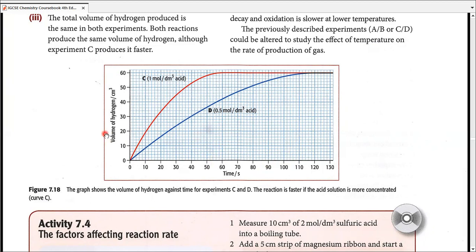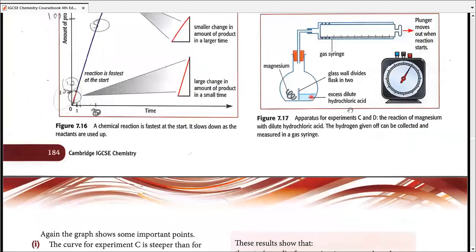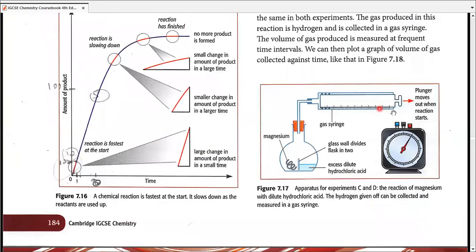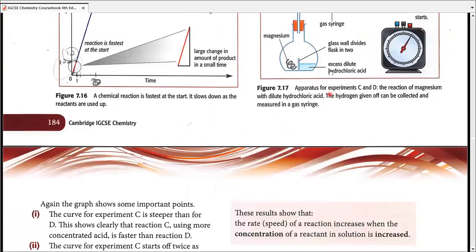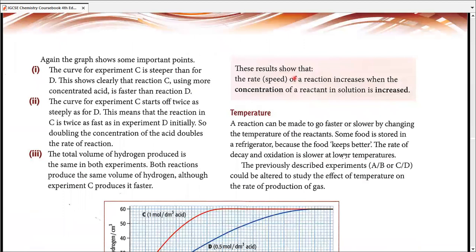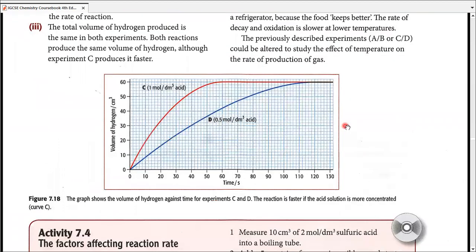We have the volume of hydrogen gas, which is the gas being collected in the gas syringe over here, in cubic centimeters. Now, I hope you understand that there are measurements given on this gas syringe. So you will automatically get to know how many cubic centimeters of the gas we collected. Now, we have done two different experiments. Experiment C with 1 mole per decimeter cube, the concentration of our dilute hydrochloric acid, and D with half the concentration as compared to C, which is 0.5 mole per decimeter cube of dilute acid.